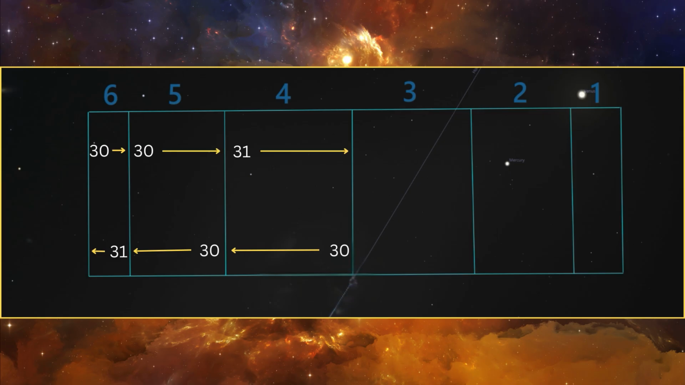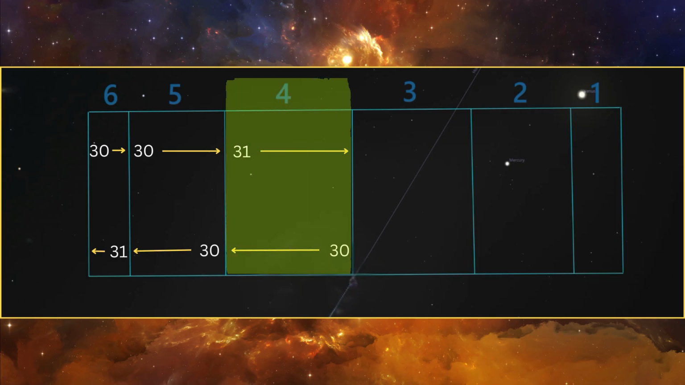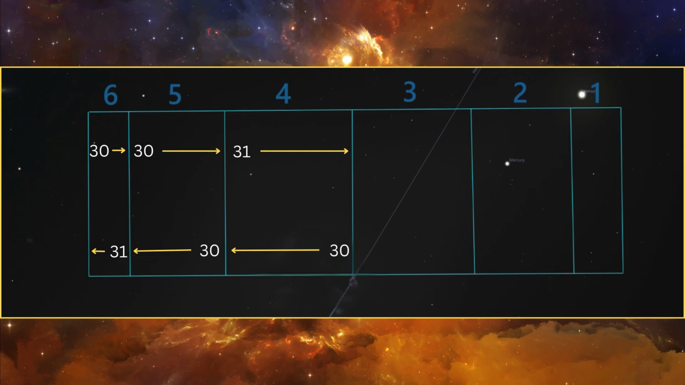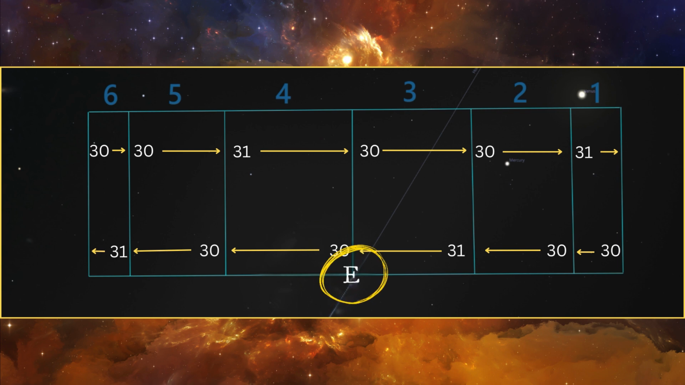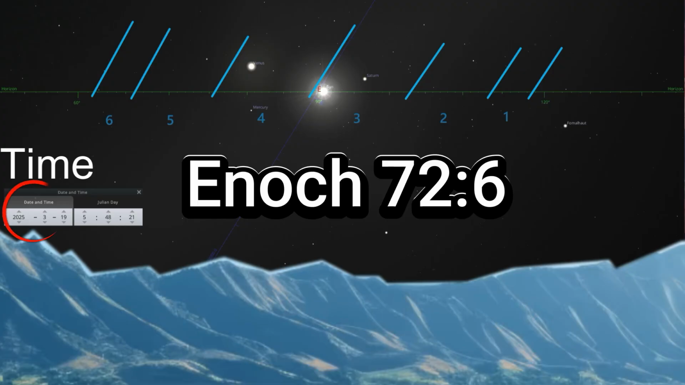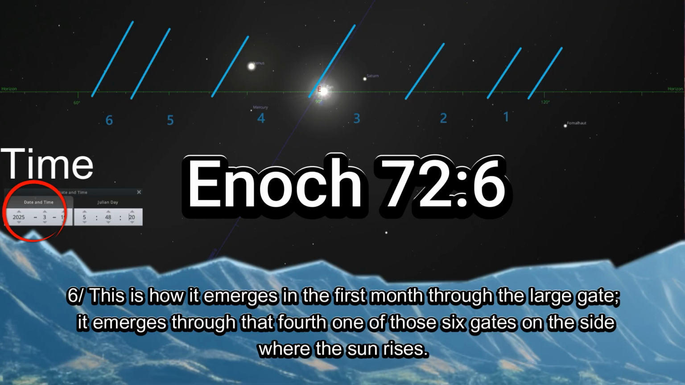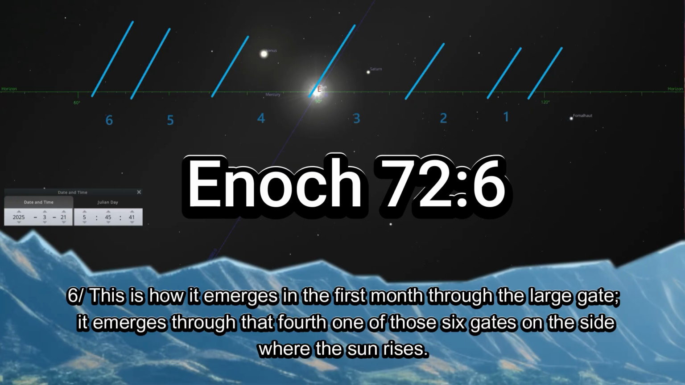Enoch starts this sequence from what he calls gate 4. In chapter 72, he lays out how the sun moves, beginning its path from the east. And on the equinox, the last day of this section, the sun is positioned directly due east at 90 degrees on the azimuth. Let's pull up the verses in 1 Enoch now, and I'll show you how the count unfolds through these gates. Enoch 72:6. This is how it emerges in the first month through the large gate. It emerges through that fourth one of those 6 gates on the side where the sun rises.